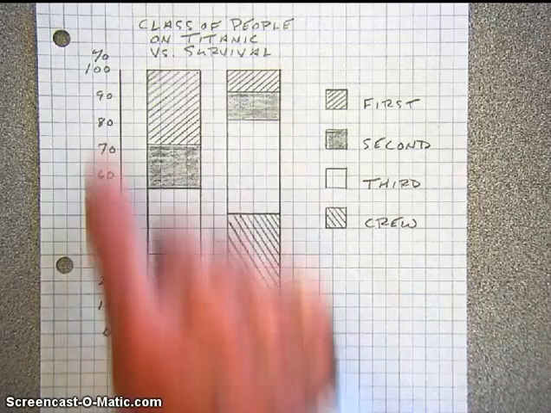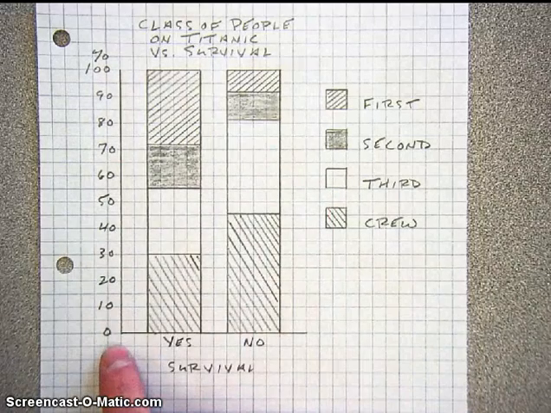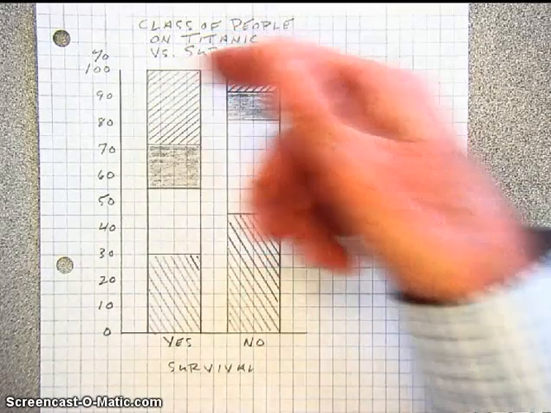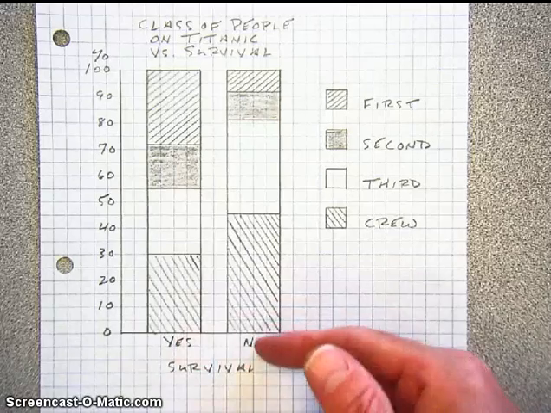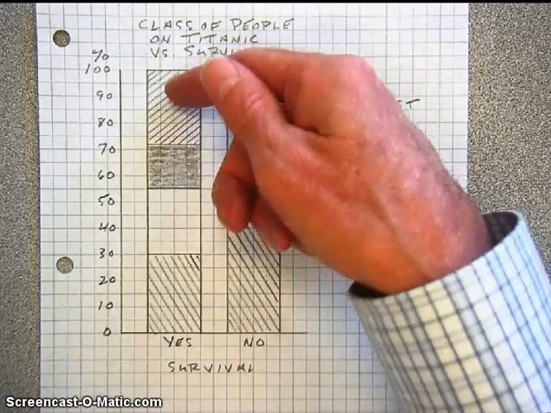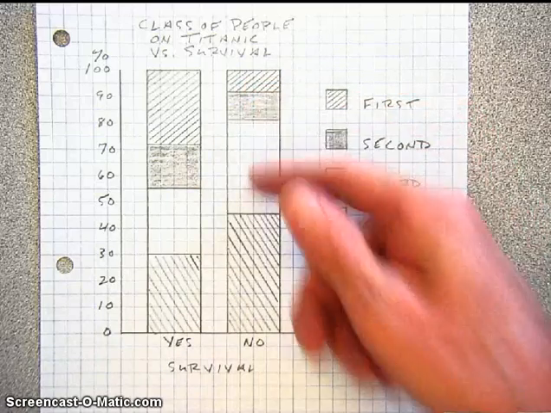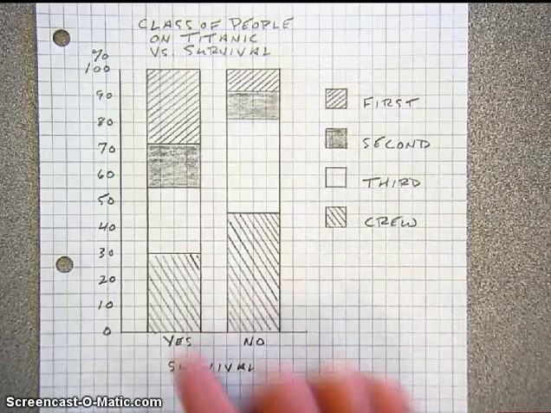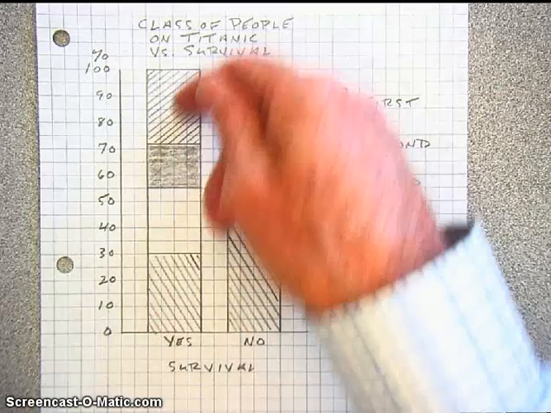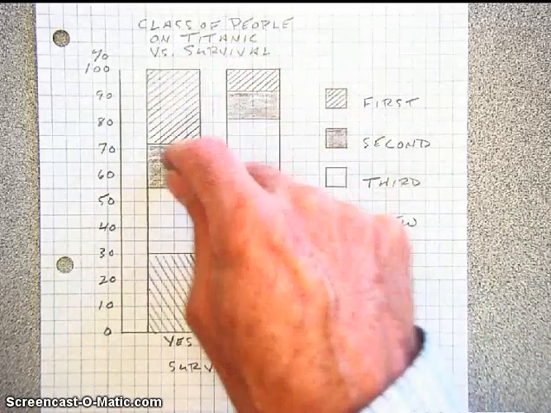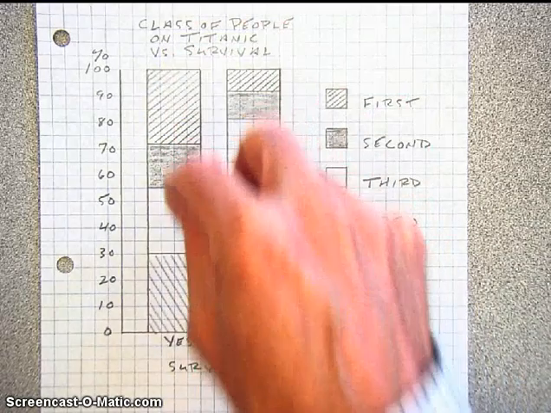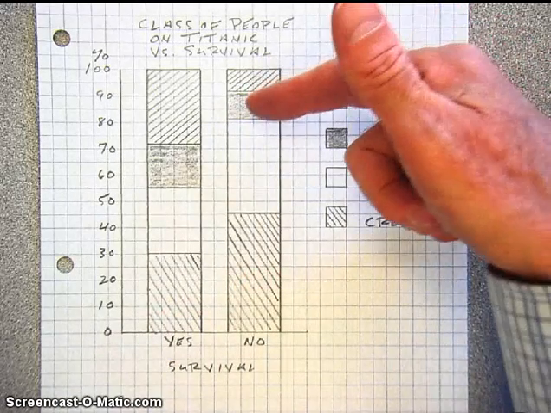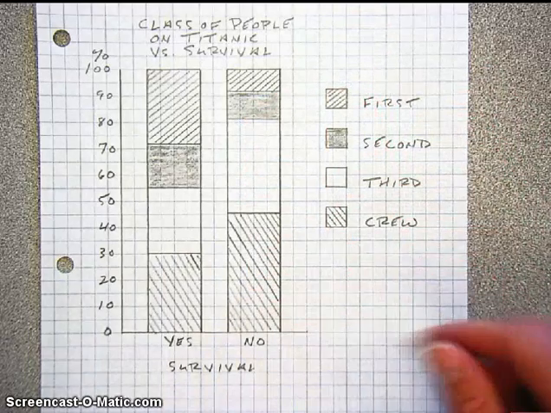And again, as before, we have a scale that goes from 0% to 100%. Then we have our bars that run all the way up to 100% in both groups, the people who survived and the people who didn't. And then we break up each of these bars into segments according to the percentage in each class within that bar. So right here we've got the percentage of the survivors who were in first class, second class, third class, and crew. And here we have the percentage among the dead of first class, second class, third class, and crew.